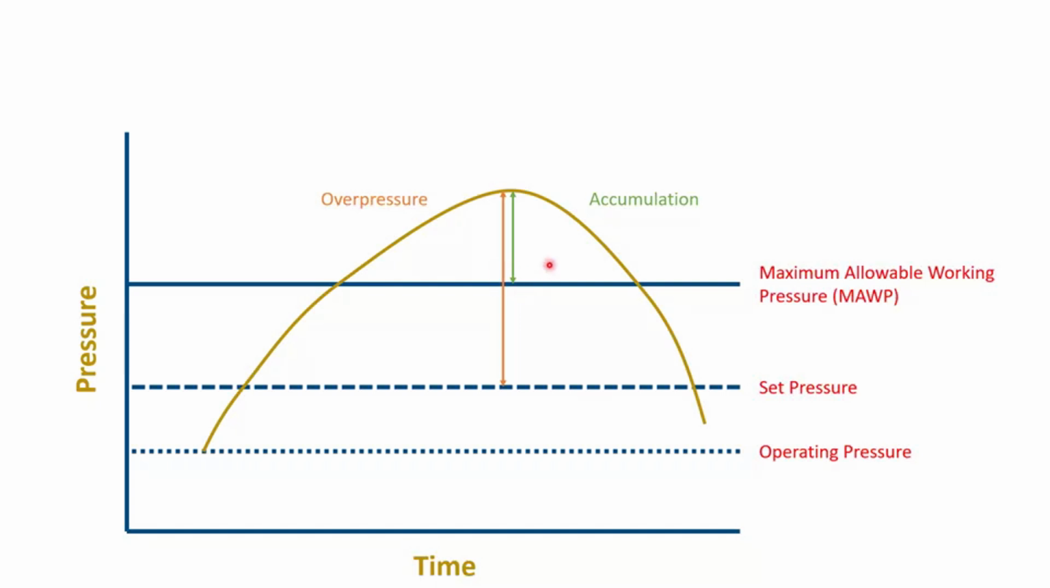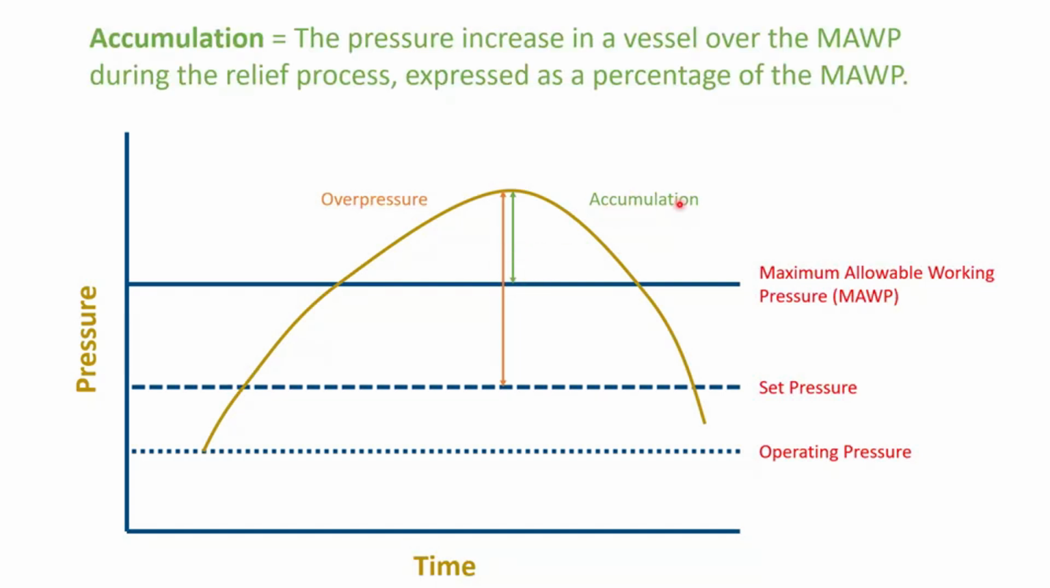Looking now at this difference between the peak in this pressure versus time curve during this example pressure excursion event and the maximum allowable working pressure, we have the accumulation. So the accumulation is the pressure increase in the vessel over the MAWP during the relief process, and typically the accumulation is also expressed as a percentage of the MAWP.